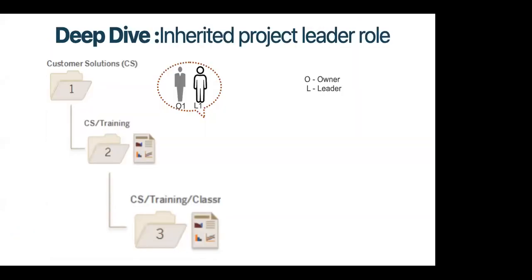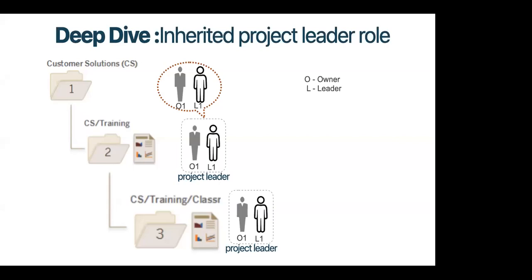How the project leaders are inherited from parents' project to the child project. Let's say at the parent project CA, there is owner 1, there is leader 1. And then how this owner 1, leader 1 inherit project leadership role in the subfolder. Here is how it works. If you are owner or leader of a parent project, you are automatically become leader owner of all the child projects.